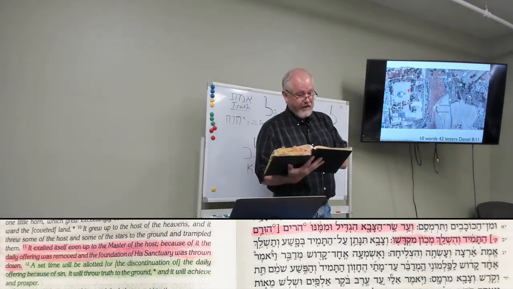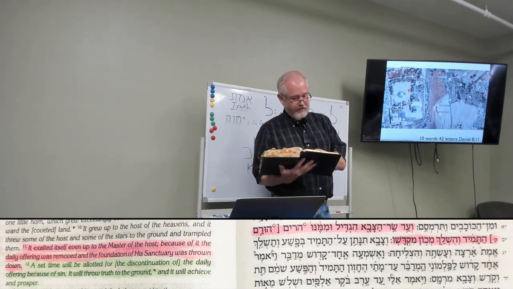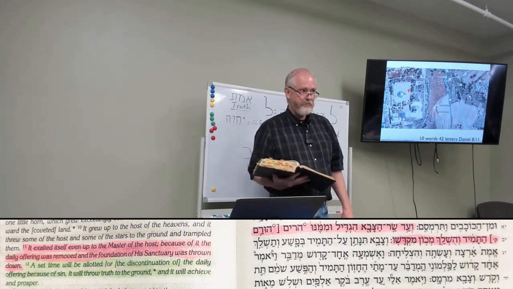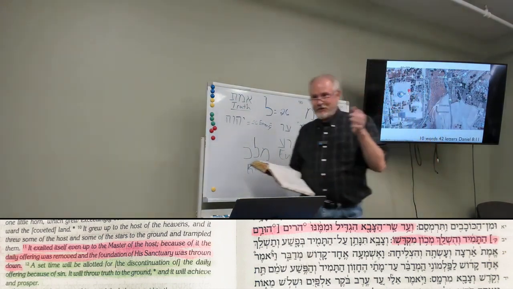It says, it exalted itself up to the master of hosts. Because of it, the daily offering was removed, and the foundation of the sanctuary was thrown down. That was right on the money through 10 words, 42 letters.